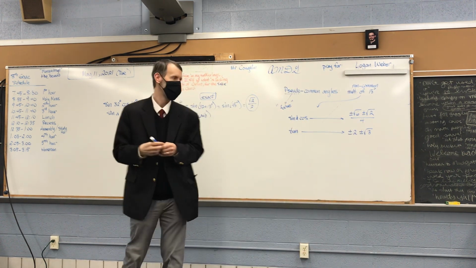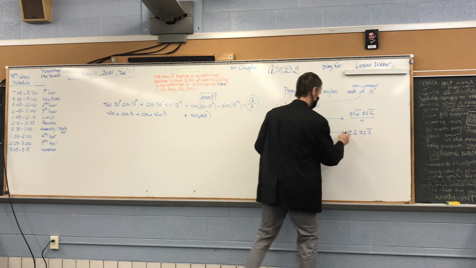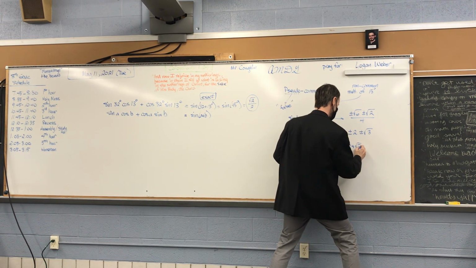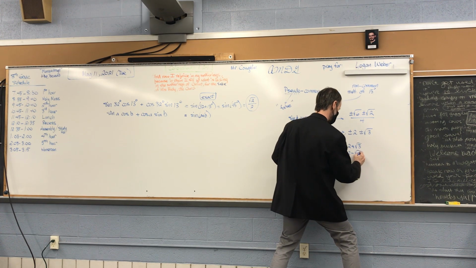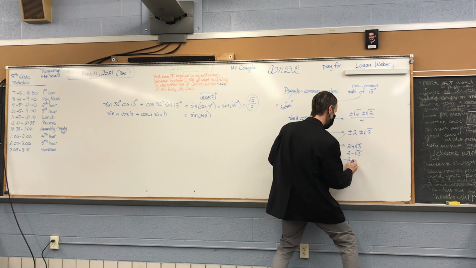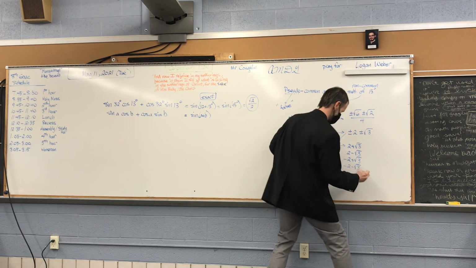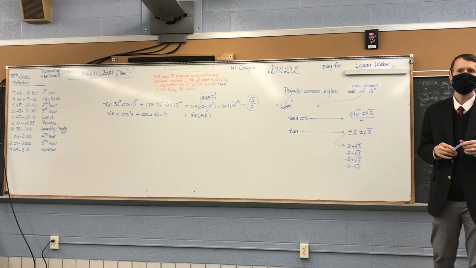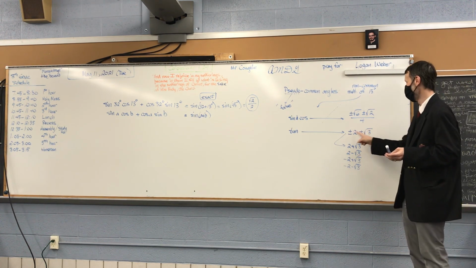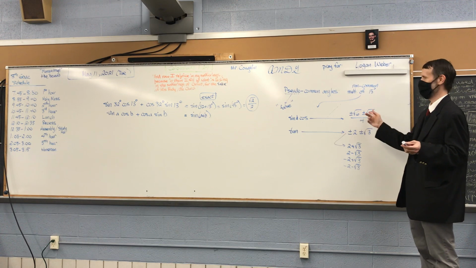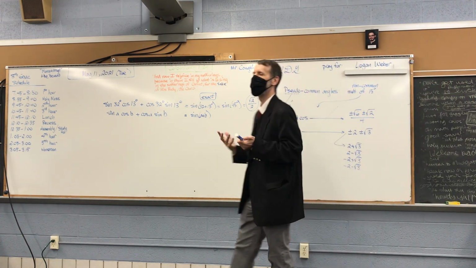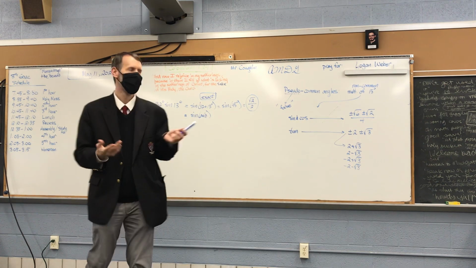So what does that mean? There are 4 possible answers: 2 plus radical 3, 2 minus radical 3, negative 2 plus radical 3, negative 2 minus radical 3. That kind of makes sense? So you mix and match, make the first one positive, second one positive, and then just keep mixing and matching all the possibilities. There are 4 possibilities for each one.